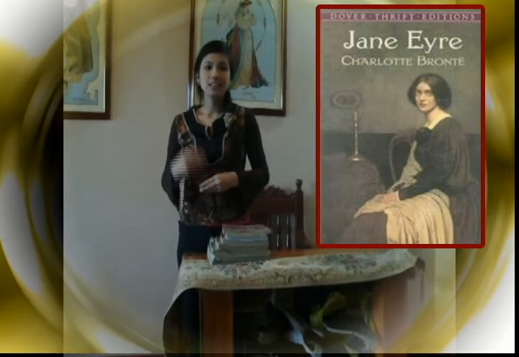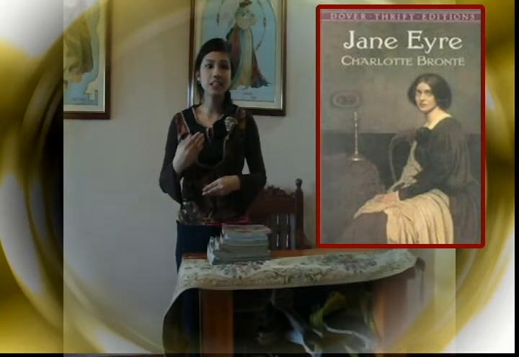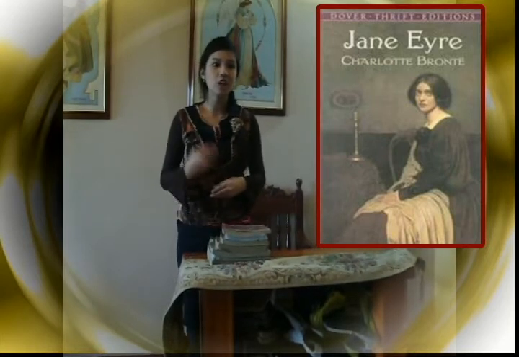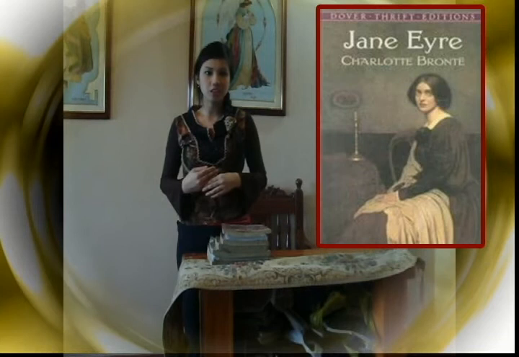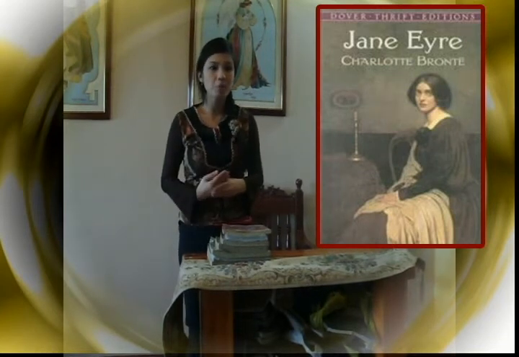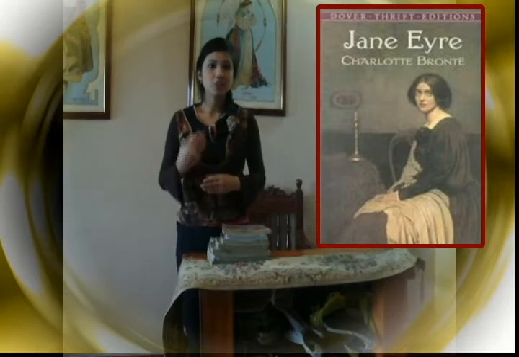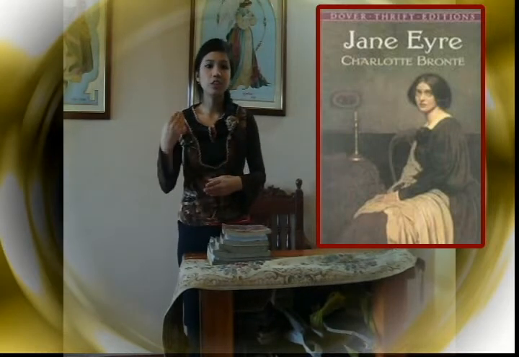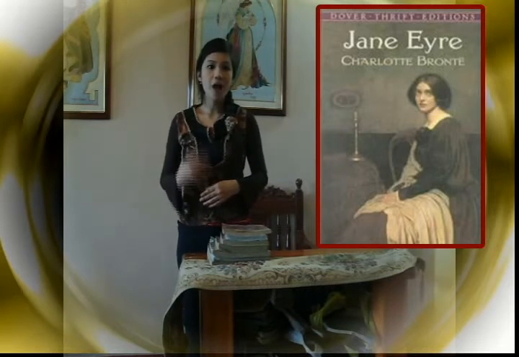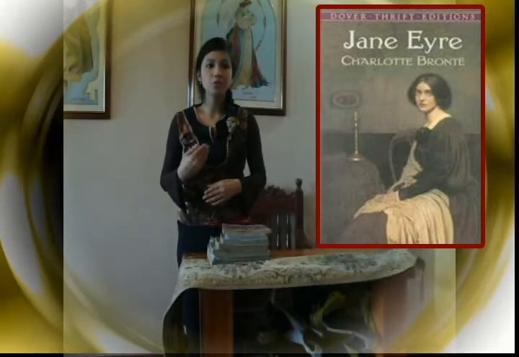Date of first publication is in the year of 1847. Setting, time: early decades of the 19th century. Setting, place: the novel is structured around five separate locations, all supposedly in northern England: the Reed family's home at Gateshead, the wretched Lowood School, Rochester's manor house, Thornfield, the Rivers family home at Moor House, and Rochester's rural retreat at Ferndale.